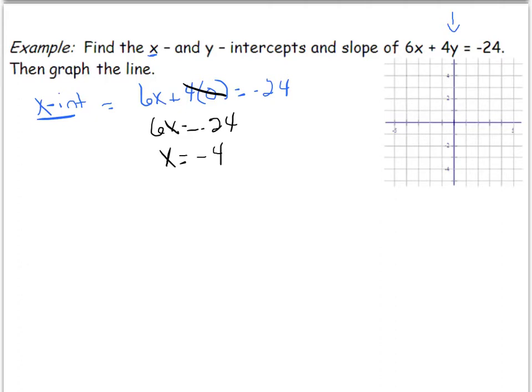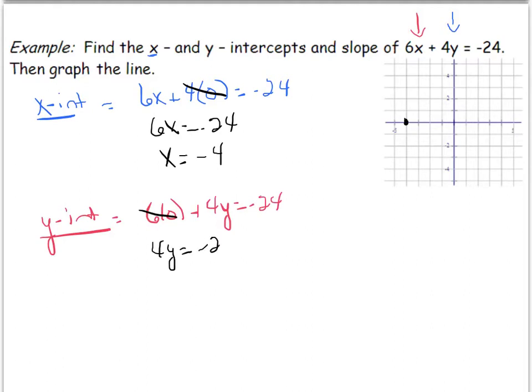So let's plot this. X-intercept is at negative 4. If I want to find the y-intercept, you guys, remember x has to be 0. So let's plug that in. 6 times 0 plus 4y equals negative 24. 6 times 0 is just 0, you guys. So 4y equals negative 24, leaving you with the y-intercept of negative 6. So let's plot that. Unfortunately, this one's going to go off a little bit, but there we go.